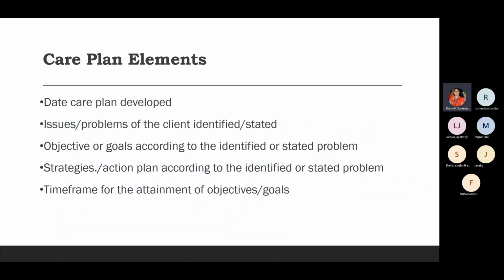There are some elements or components when you are developing a care plan. If you are going to write a care plan, what are the things that you need to include in your written document? First and foremost, the date the care plan was developed. Normally in nursing we write date and time as well. If I start to write a care plan, I will write the date and time when I start to write it. So the date is a must.